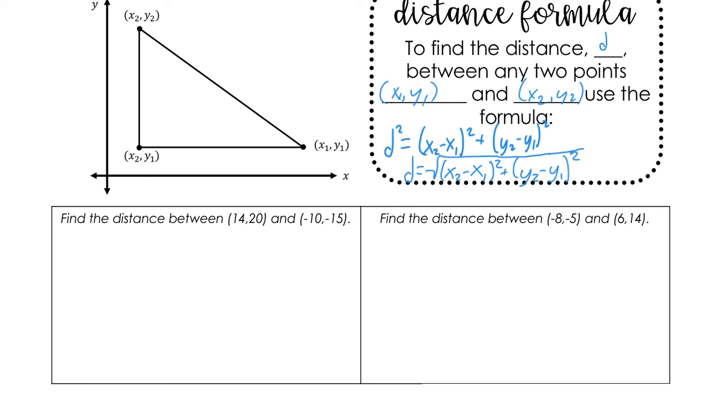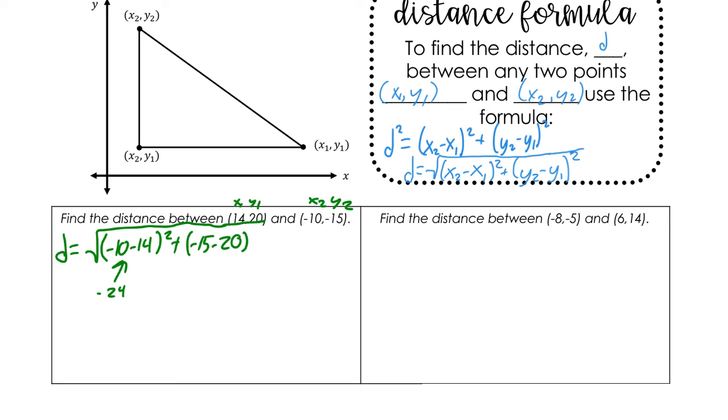As an example, let's find the distance between (14, 25) and (-10, -15). If (14, 25) is (x1, y1), and (-10, -15) is (x2, y2), then we can say that x2 minus x1, or -10 minus 14, is -24. And y2 minus y1, or -15 minus 25, is -40.